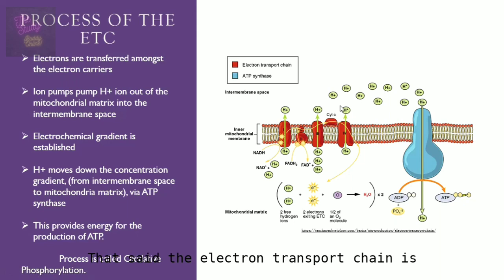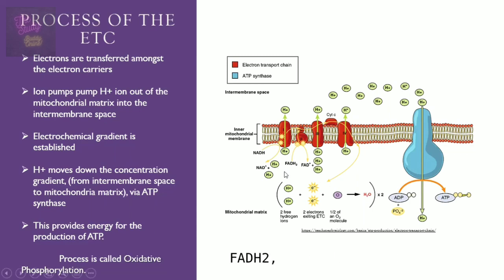That said, the electron transport chain is made up of electron carriers, protein complexes, and ion pumps. As electrons are transferred amongst the electron carriers, which occurs in the order of NADH to FADH2 to oxygen, the ion pump will pump the hydrogen ion out of the mitochondrial matrix across the inner membrane to the intermembrane space of the mitochondria. This is what creates an electrochemical gradient where there are more hydrogen ions in the intermembrane space. As you can see right here, you have more hydrogen ions compared to in the mitochondrial matrix.